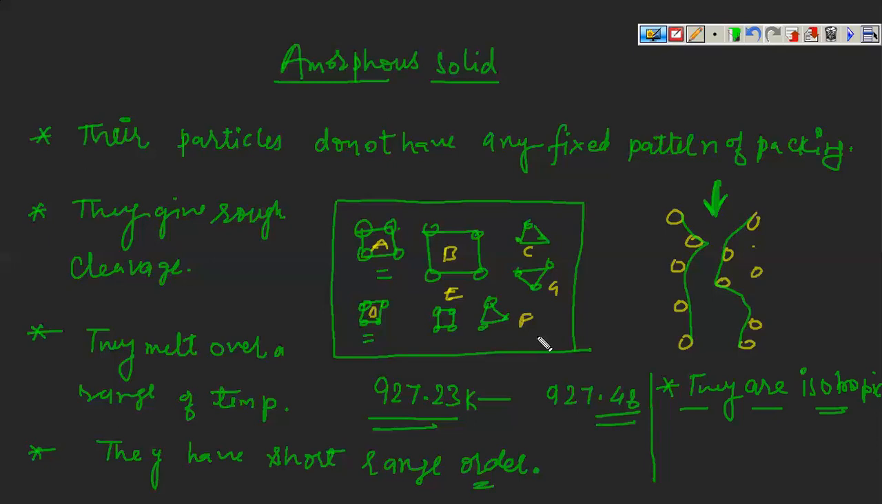And one important thing, the amorphous solids are called pseudo-solids, because of the tendency to flow. Amorphous solids have a tendency to flow. They can flow.